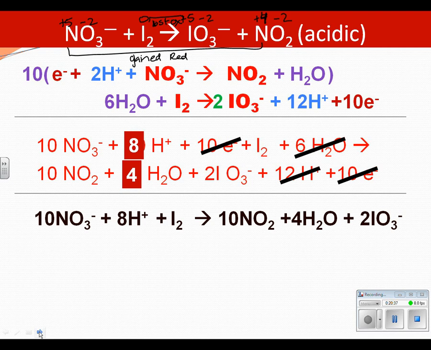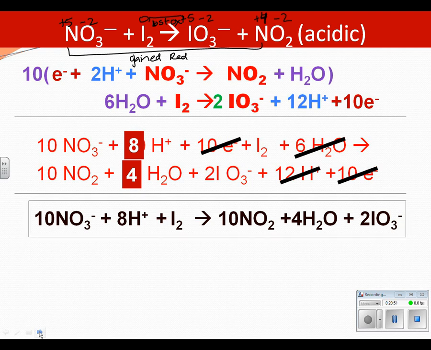Then I have negative 10 and positive 8, which is going to give me a negative 2 for my reactant side for my charge. And then I have 0, 0, and negative 2. So I am balanced. All is well.